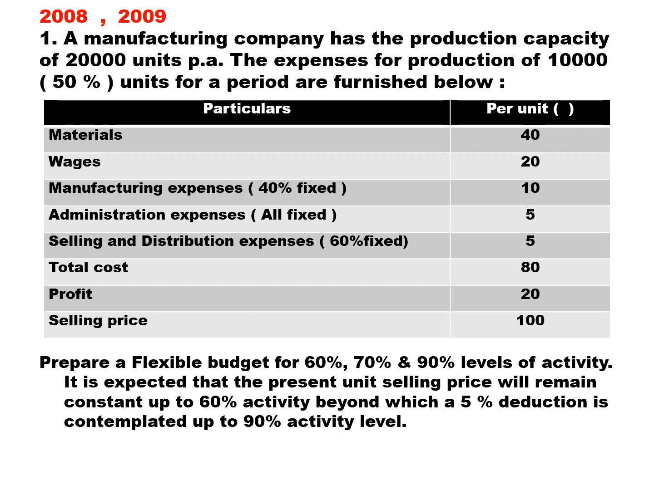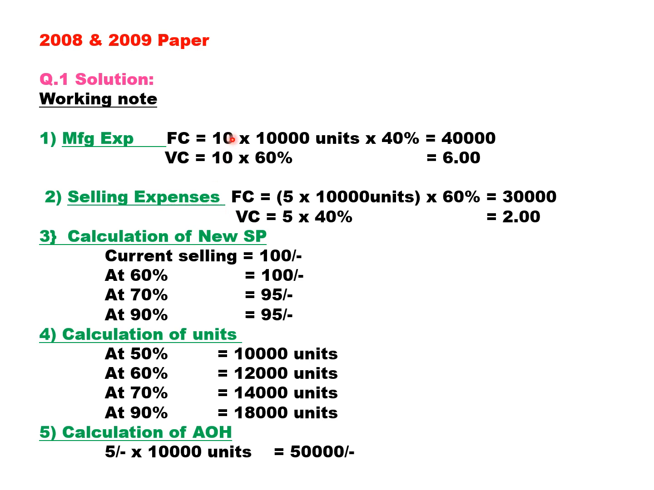Okay students, before I go to the next slide of working notes, I would like to suggest: variable is calculated on per unit, fixed is calculated on totals. So in the working notes, let us go for the manufacturing expenses. Kindly look at the question. 40% is fixed, then 60% is variable.